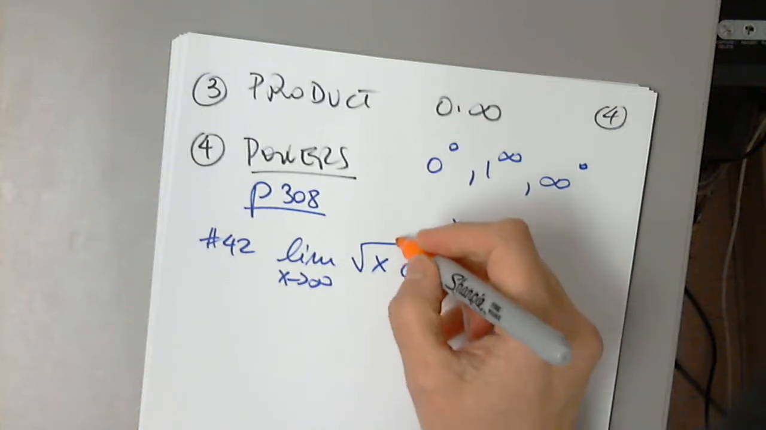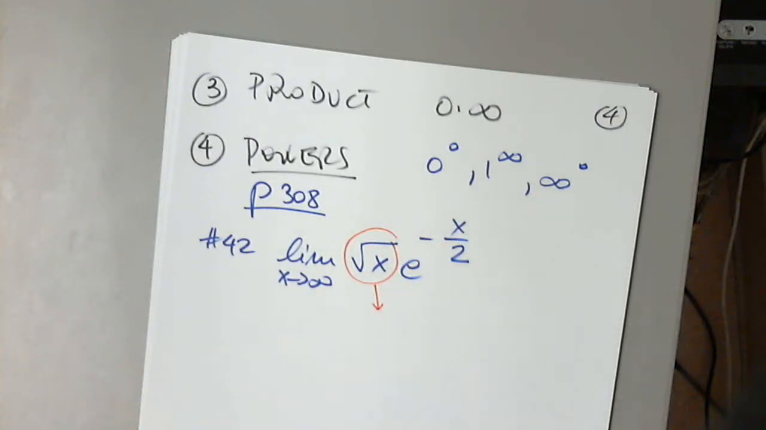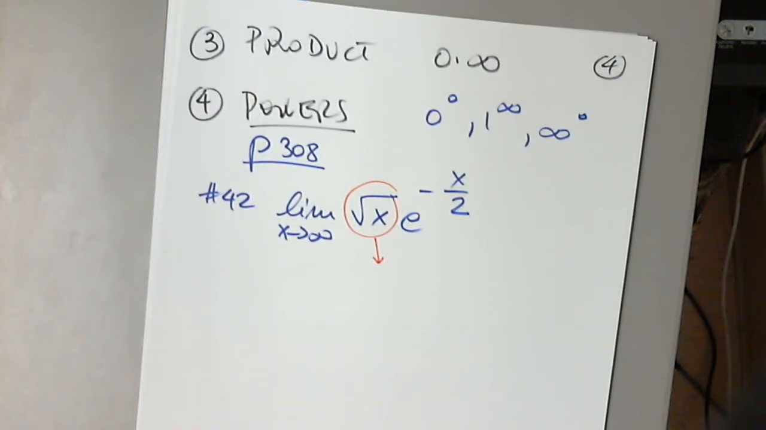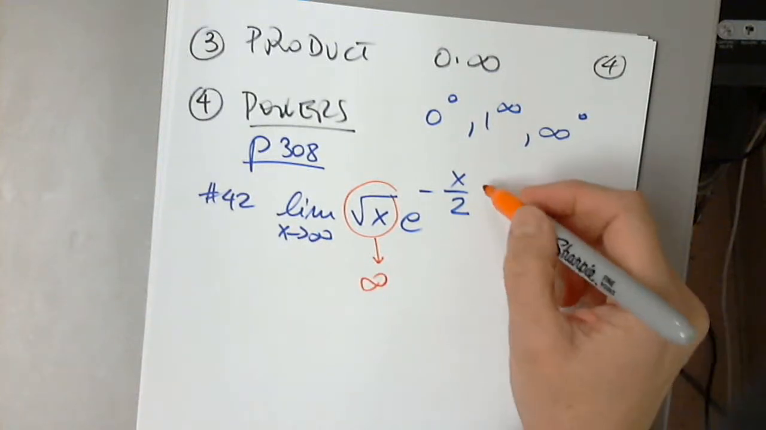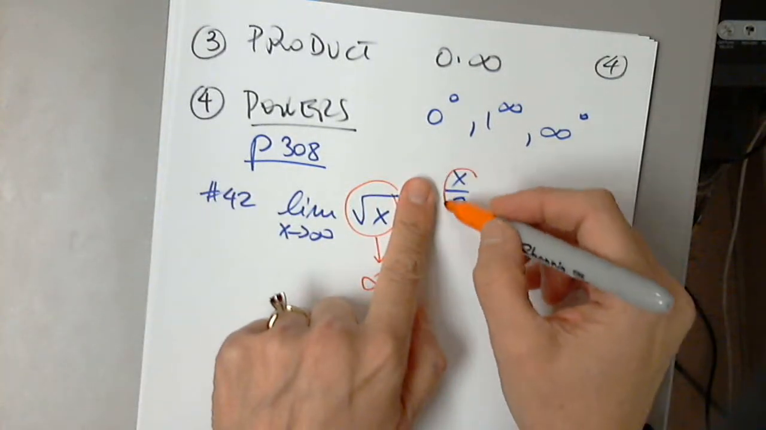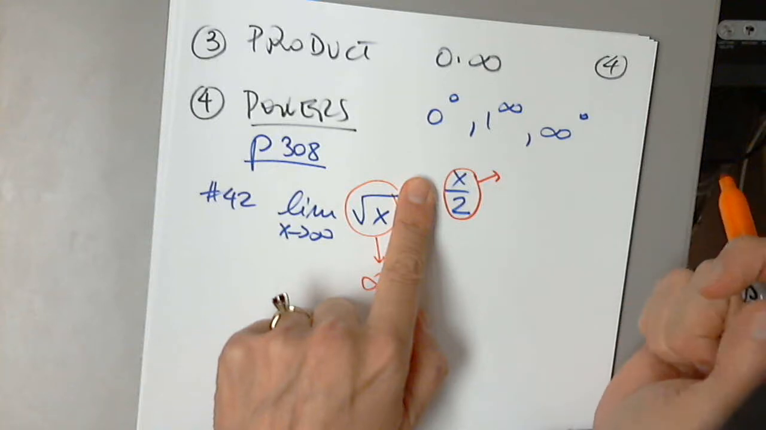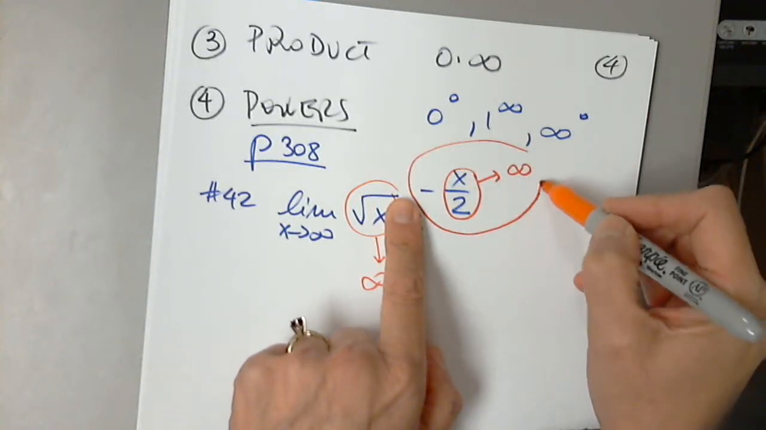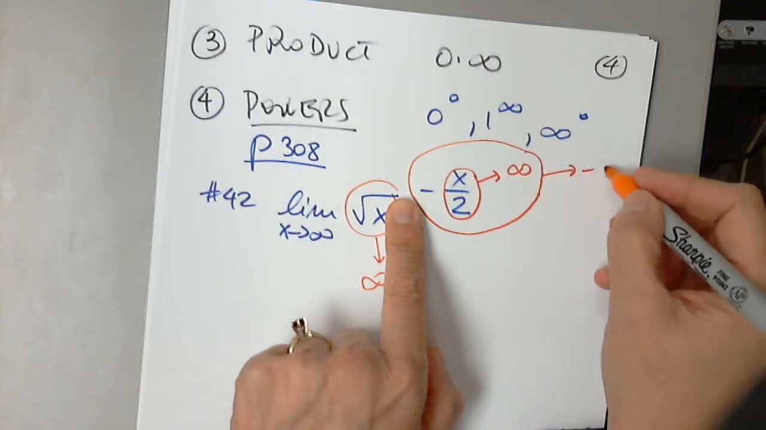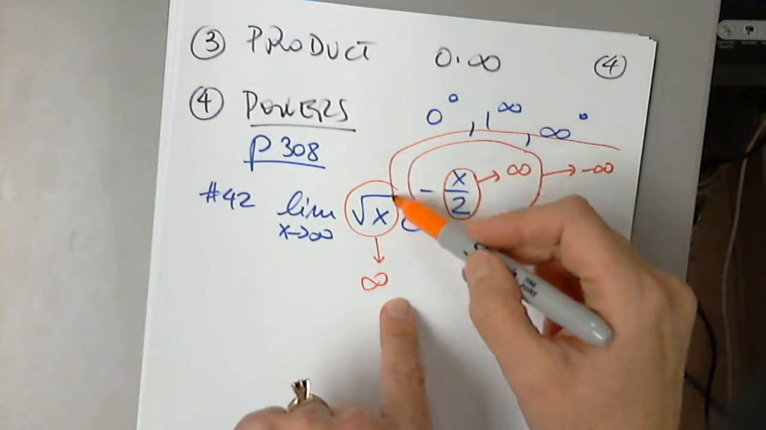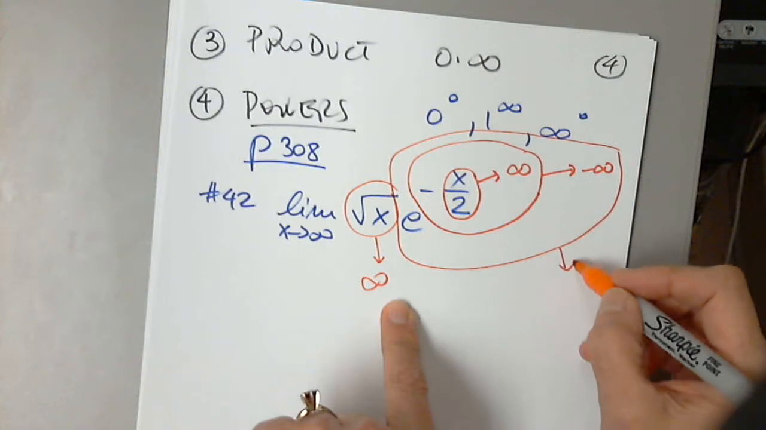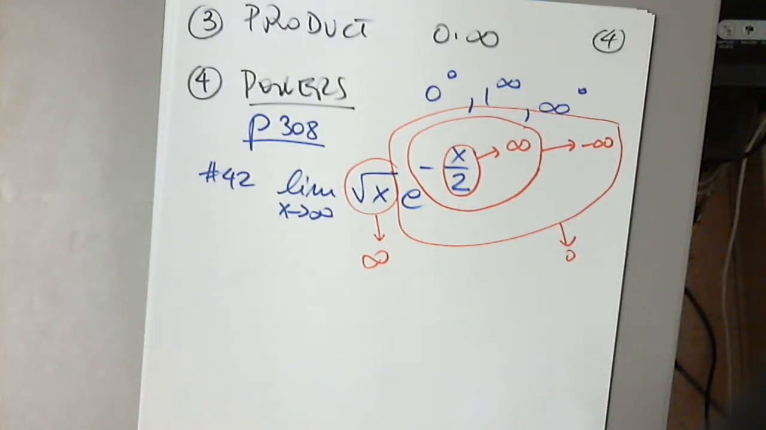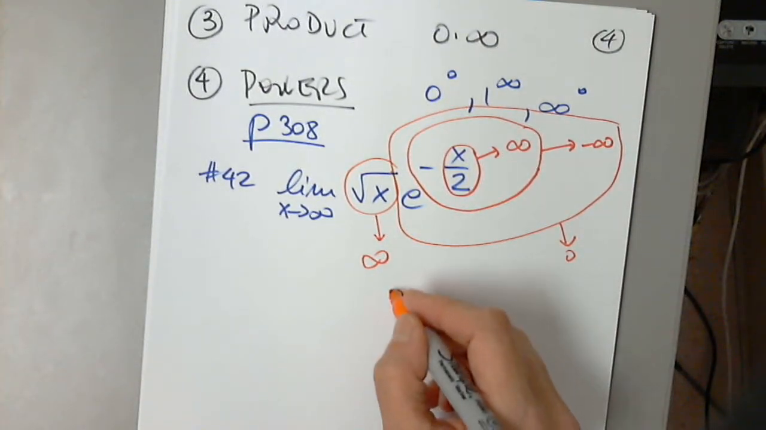So please tell me, where does this go when x approaches infinity? Infinity. Yes, excellent. Piece by piece, where does this go when x approaches infinity? Infinity. Very good. Where does this go? Negative infinity. And now finally, where does this go? 0. Right. So we uncovered a 0 times infinity situation.